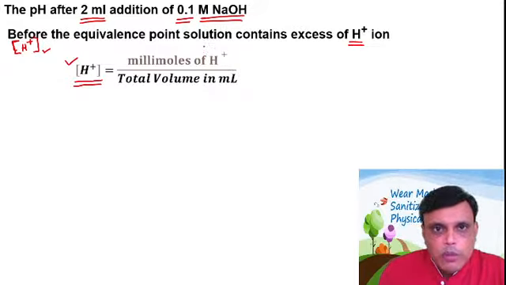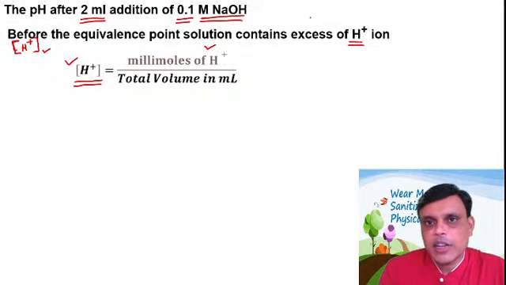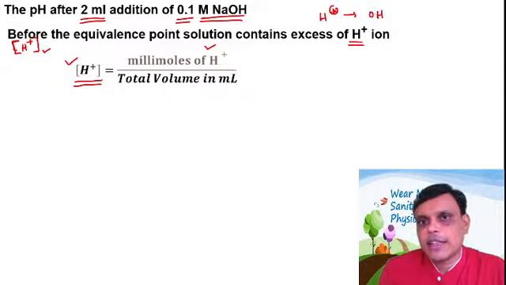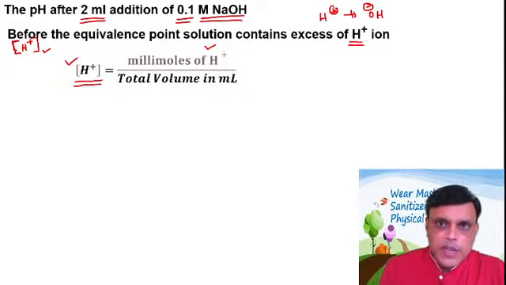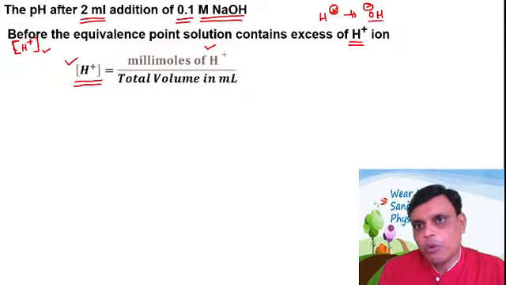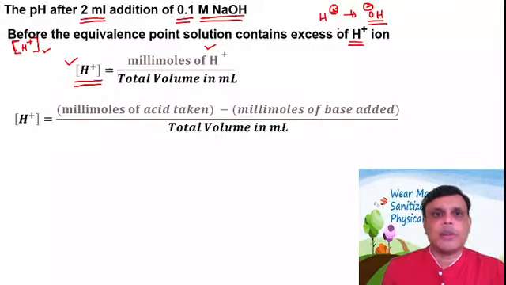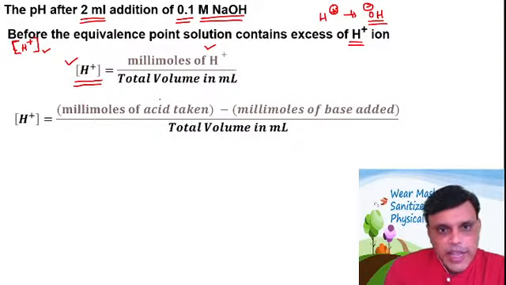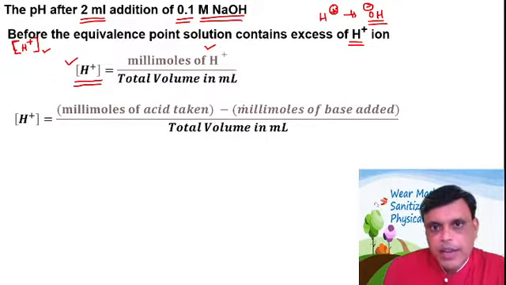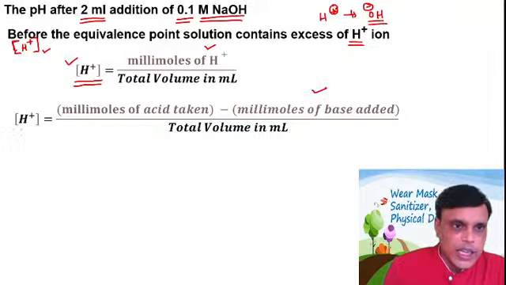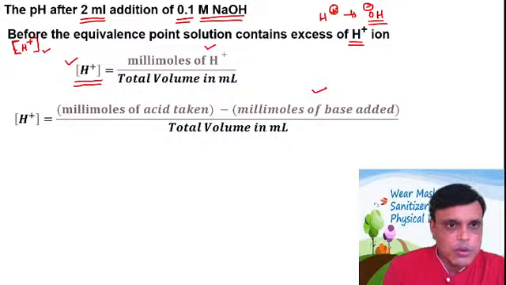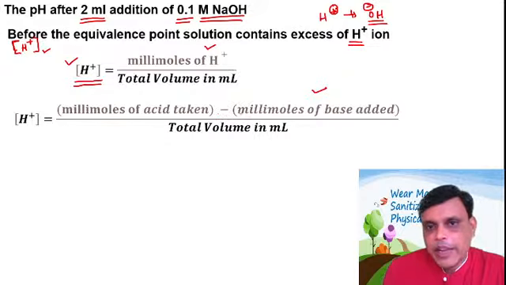Now how will you calculate millimoles of H plus? Because now, after addition of 2 ml, H plus ions are present, and OH minus ions are also present. So some H plus ions are neutralized by OH minus ions. So how will you calculate the millimoles of H plus ion? You calculate it as millimoles of acid taken minus millimoles of base added. So concentration of H plus is equal to millimoles of acid taken minus millimoles of base added, divided by total volume in ml.